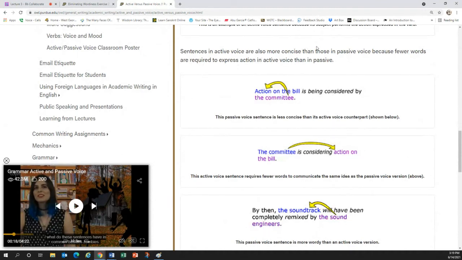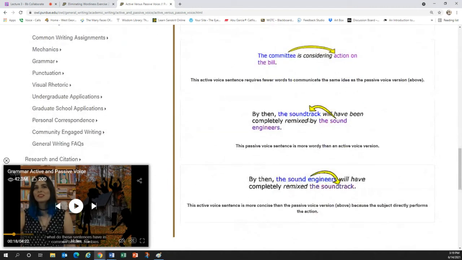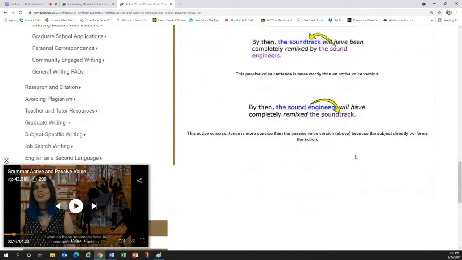Sentences in active voice are also more concise than those in passive voice because fewer words are required to express action in active voice than in passive. Action on the bill is being considered by the committee. The passive voice sentence is less concise than its active voice counterpart shown below. The committee is considering action on the bill, so it's fewer words, right? Helps you with wordiness. By then, the soundtrack will have been completely remixed by the sound engineers. The passive voice sentence is more wordy than an active voice version.